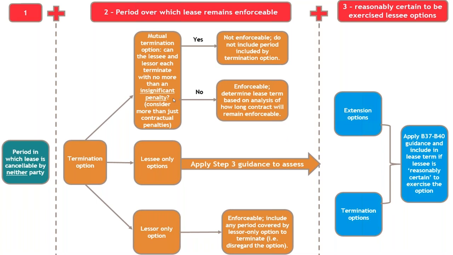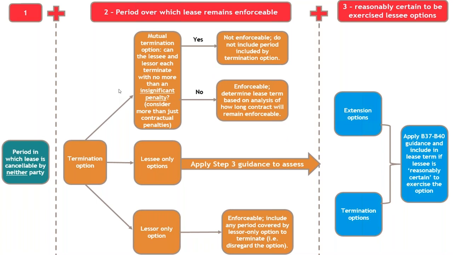And if the lessor only has a termination option, it would be enforceable. We would say this contract or that period is enforceable, and we include any period covered by a lessor-only option to terminate. So basically, we disregard the option. We're not making an assessment of what we think the lessor is going to do.